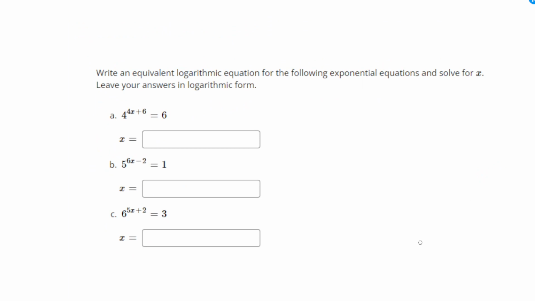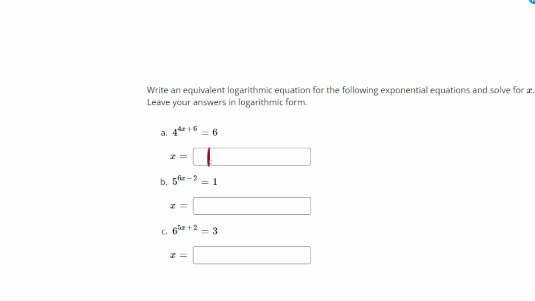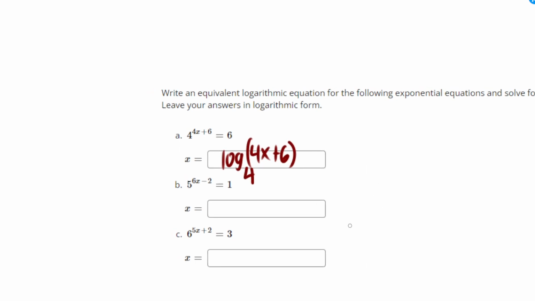Write an equivalent logarithmic equation for the following exponential equations and solve for x. Leave your answers in logarithmic form. Now, this is very similar to what we've done before. So we'll have log base 4 of 4x plus 6 equals 6. That is what they're looking for. Log base 5, don't forget your parentheses, of 6x minus 2 equals 1.